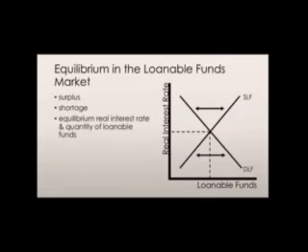If the quantity of loanable funds supplied exceeds the quantity of loanable funds demanded, then there's a surplus of loanable funds, and there's downward pressure on the real interest rate. But if the quantity demanded of loanable funds exceeds the quantity supplied, then there's a shortage of loanable funds, and we have upward pressure on the real interest rate, until we reach an equilibrium.